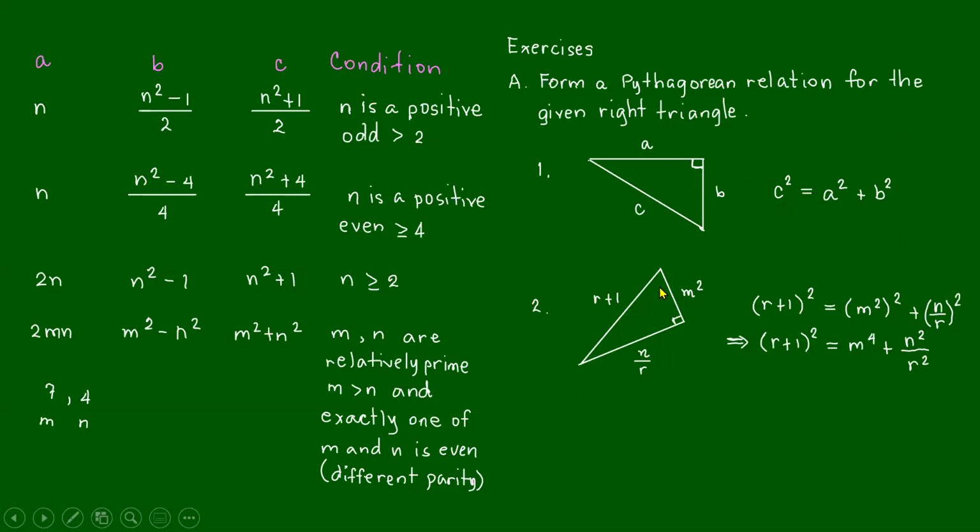What about in number 2? What is the hypotenuse? R plus 1. Legs, M squared and N over R. So what relation can I get out of these sides? R plus 1 quantity squared, because that is the hypotenuse, is equal to M squared quantity squared plus N over R quantity squared. Or on the right side, M to the 4th plus N squared over R squared. So this is the relation that I can get out of this right triangle. What relation? Pythagorean relation.